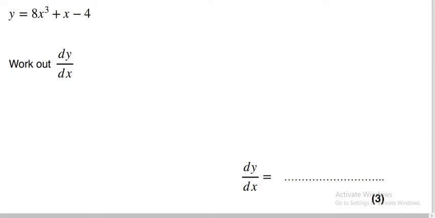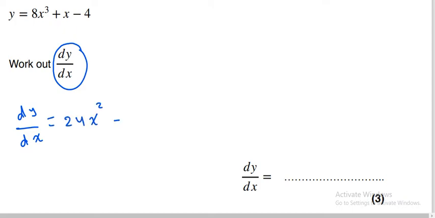Next question, y equal 8x to the power of 3 plus x minus 4. Find dy by dx. It's the same as the last question. Y is the subject and on the other side the variable is x, and we don't have root, we don't have bracket, we don't have denominator, so we'll apply the rule directly. Multiply by the power, subtract 1 from the power, so it will be 24x to the power of 2 plus 1.